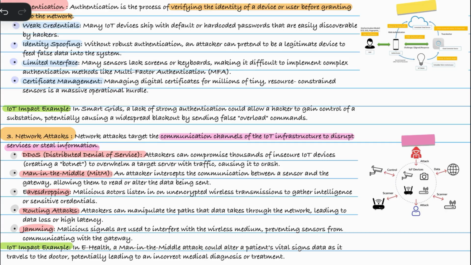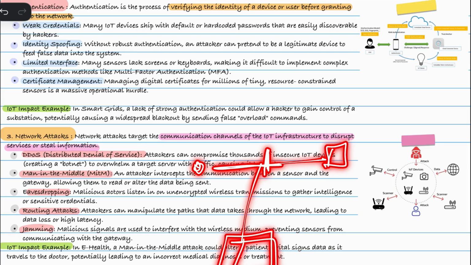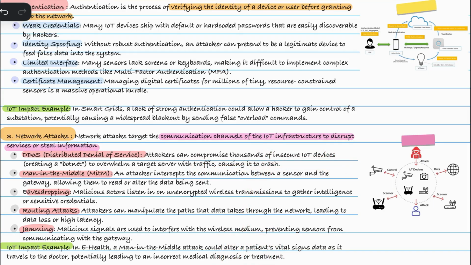So what happens? An attacker injects themselves right between the sensor and the gateway, and they are silently reading and altering all the data packets mid-flight. For example, imagine a MITM attack intercepting an ICU patient heart data monitor. If the hacker alters the data packet to show a normal heart rate when the patient is actually experiencing a cardiac arrest.